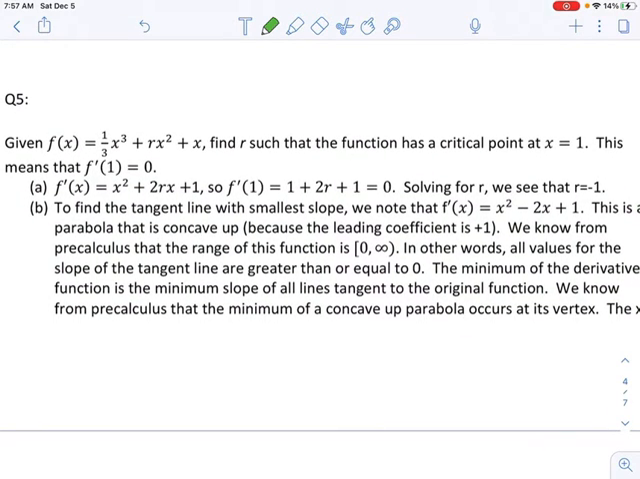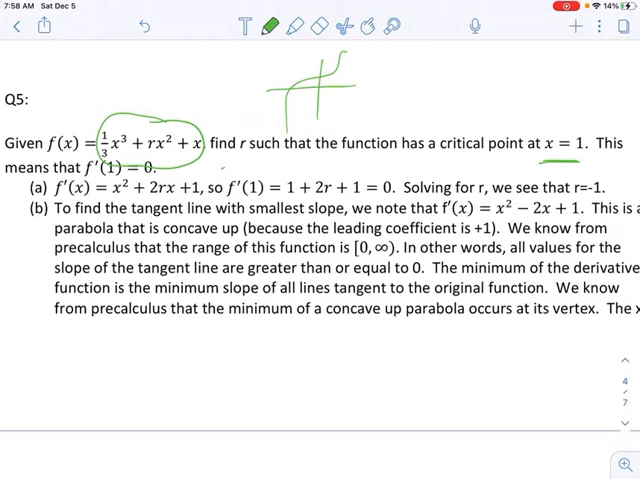So in question 5, this is such a cool question. I love this question. So in Q5, you're given a function 1/3 x cubed plus rx squared plus x. So right away, I can see that this is going to be a cubic function, and it's got a positive coefficient. So it's going to look something like that. Find r such that the function has a critical point at x equals 1.